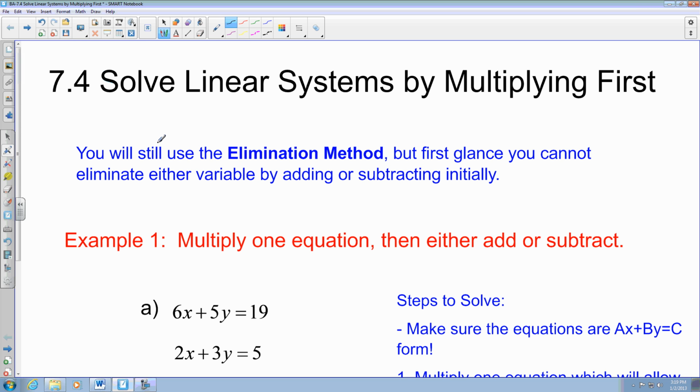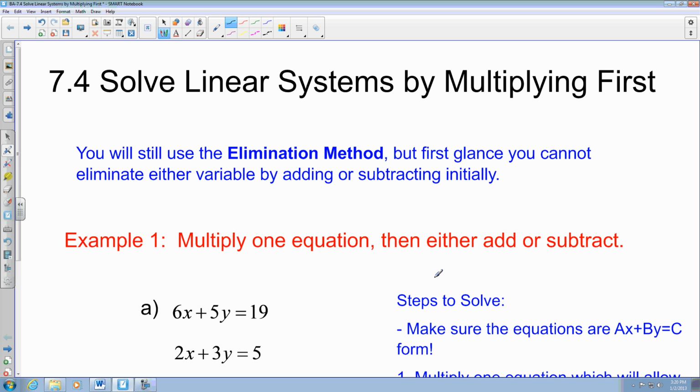Okay, we are in 7.4 and we are solving linear systems by multiplying first. This is an extension of the elimination method, but at first glance, you cannot eliminate either variable by adding or subtracting initially. If you want to be able to use adding and subtracting, you must multiply one of the equations or even both equations to find a common coefficient in order to use the elimination method correctly.